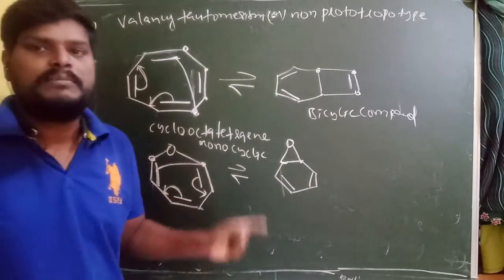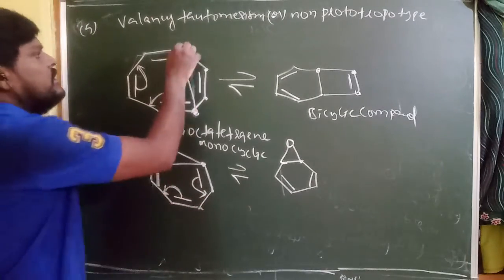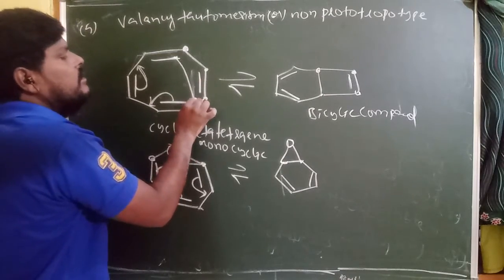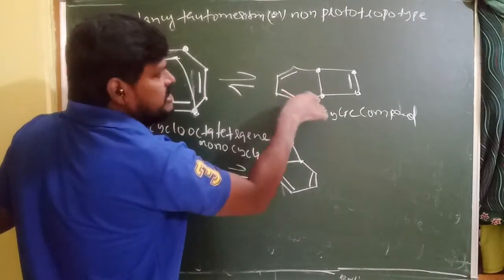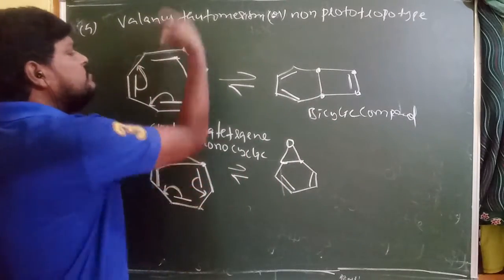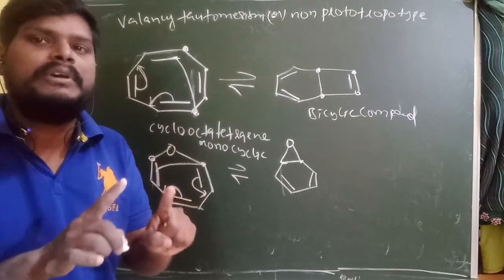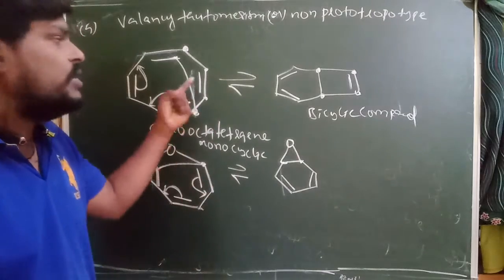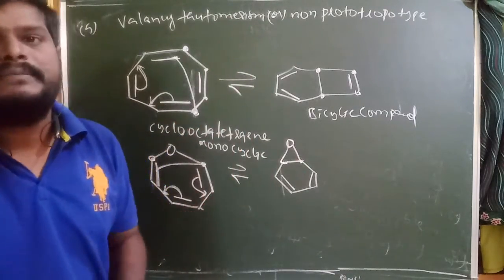Once again, valency tautomerism is only redistribution of bonds. And one more thing here: this carbon to carbon distance is more compared to this carbon to carbon distance, because this carbon to carbon distance is less and this carbon to carbon distance is more. So that's why in valency tautomerism the distance between carbon to carbon decreases and only bonds are redistributed. Here no protons are removed, so that's why this is an example of non-prototropic tautomerism, right?